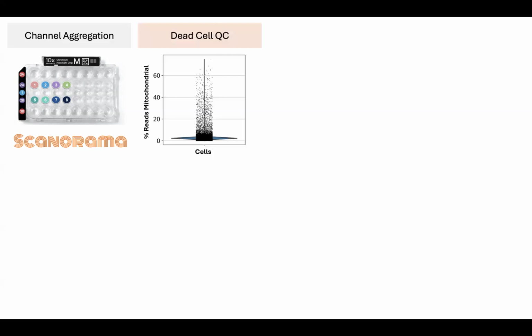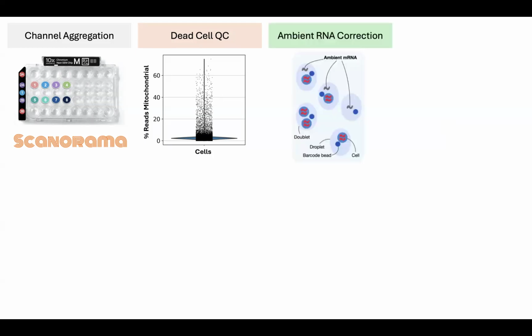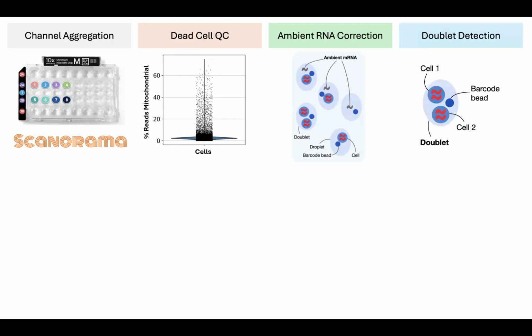Once these channels are aggregated, we then do what's called dead cell QC, or dead cell quality control. Here you want to remove any cells that could potentially be dead. One good proxy for this is that a high percentage of mitochondrial reads indicates that the cell might be dead and not a viable cell to study. So we filter for only cells that have a low percentage of mitochondrial reads, indicating that they're likely live cells. Then you go into ambient RNA correction, which corrects for any floating RNA that might be contaminating your sample, and doublet detection.